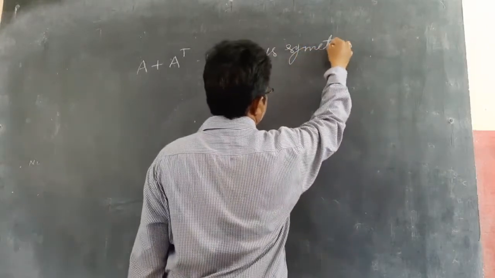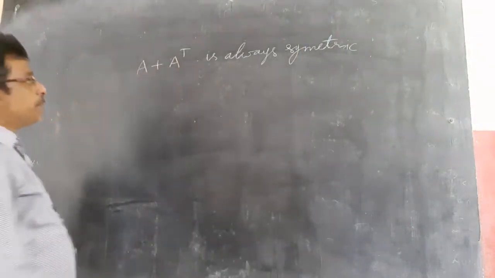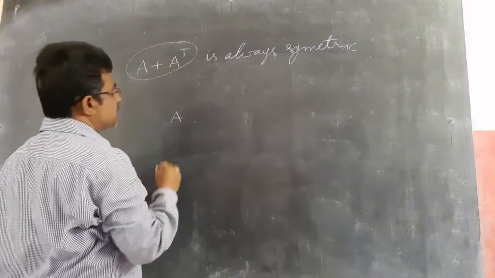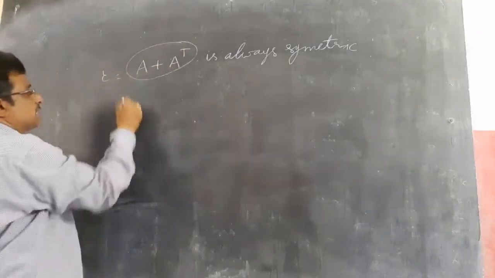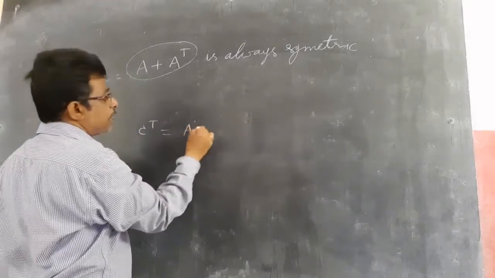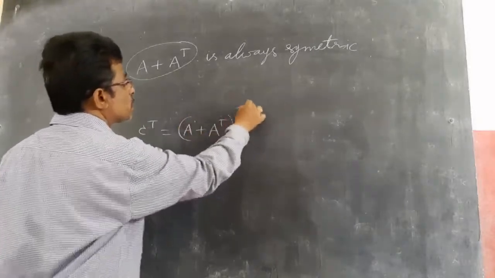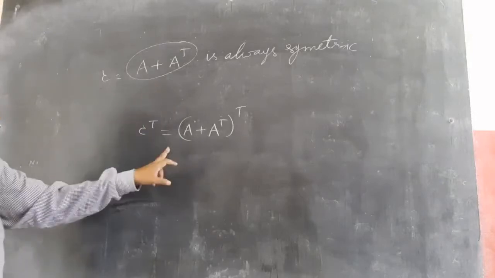Whatever may be the matrix A, A plus A transpose is always symmetric. We will prove this. First, let A plus A transpose be C. If I want C transpose, what do I get? A plus A transpose whole transpose. I am finding C transpose.